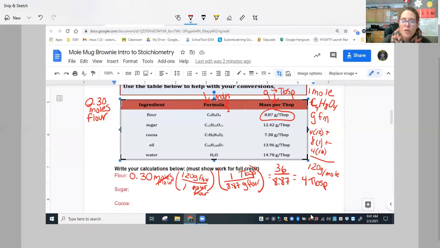Okay, you're going to do the same thing, but now you're just going to do the other ingredients on your own. You're going to do sugar and cocoa, oil, water. Here's all of the gram formula masses. Your gram formula masses all are going to go towards the first conversion factor. You're always going to start off with your given. And then your second conversion factor is going to come from how many grams per tablespoon. And then you mix them all up, play around in the microwave, and try to optimize it because all microwaves are a little bit different.